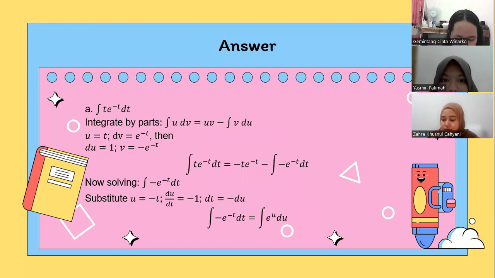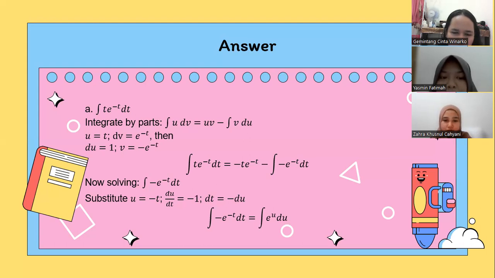So we integrate by parts. That is, we have formula integral of u dv is equal to uv minus integral v times du. Let u is equal to t, and so we have dv is equal to e power minus t. Then du is equal to 1 and v is equal to minus e power minus t. So by inputting to the formula, we have that integral t e power minus t dt is equal to minus t e power minus t minus integral of minus e power minus t dt.